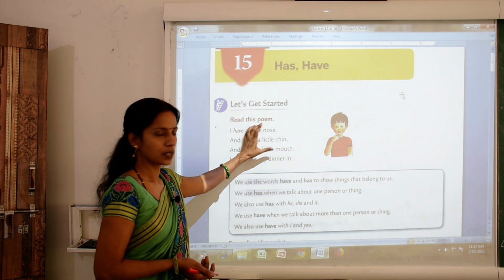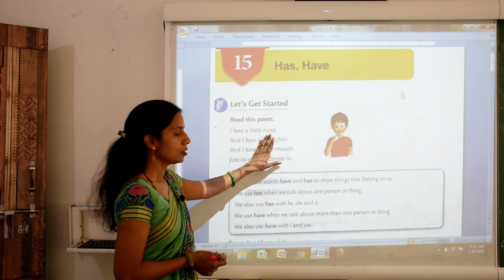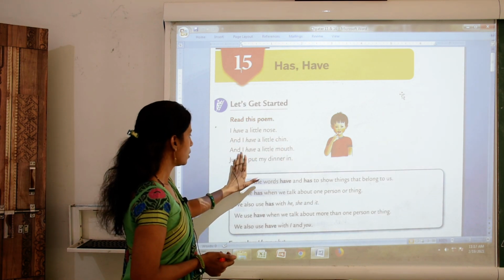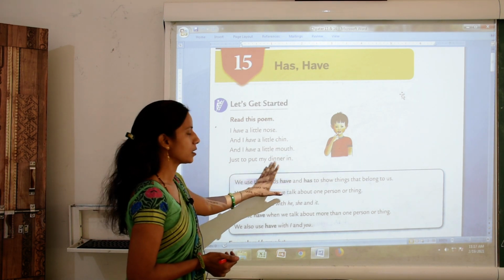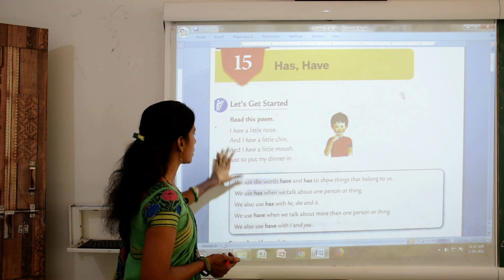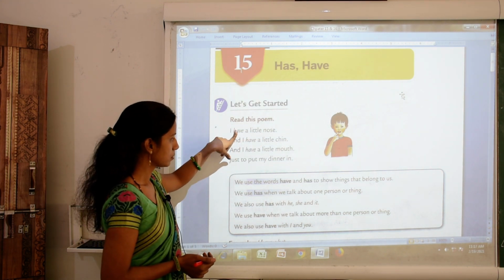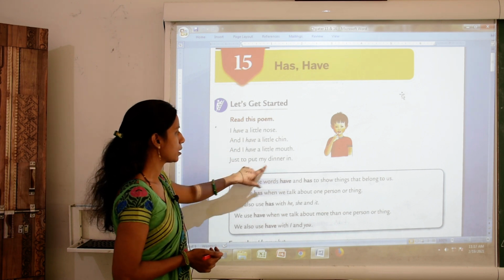Read this poem, a small poem, four lines. I have a little nose and I have a little chin and I have a little mouth just to put my dinner in. In this sentence, I have a little nose. Here we use have, and have is used with I.